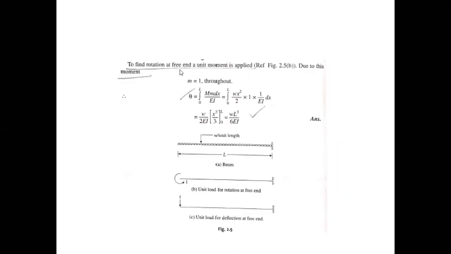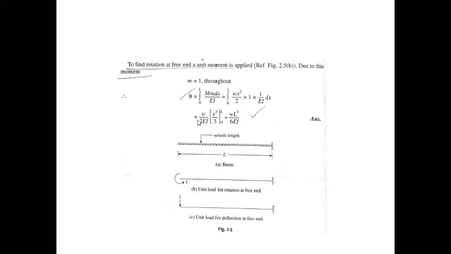To find the rotation at the free end, a unit load is applied. Due to this unit load, small m will be 1 throughout, because when the load becomes 1, the value will become 1. So in this way, the equation for theta will be from 0 to L. L is the span; the limit goes from 0 to L, calculated from this part to this part. Capital M, small m, dx upon EI, we will put the value. The capital M is calculated as Wx square by 2, and the small m is 1. The EI is constant throughout, and the equation becomes like this.